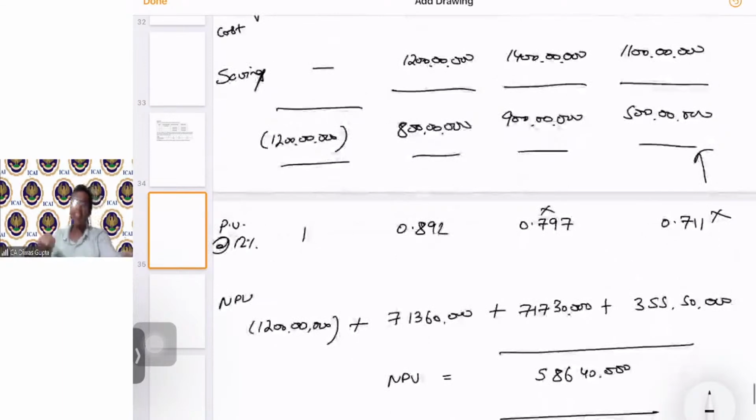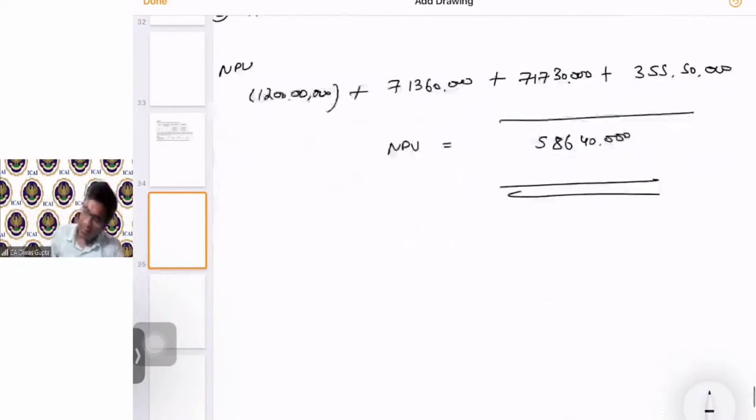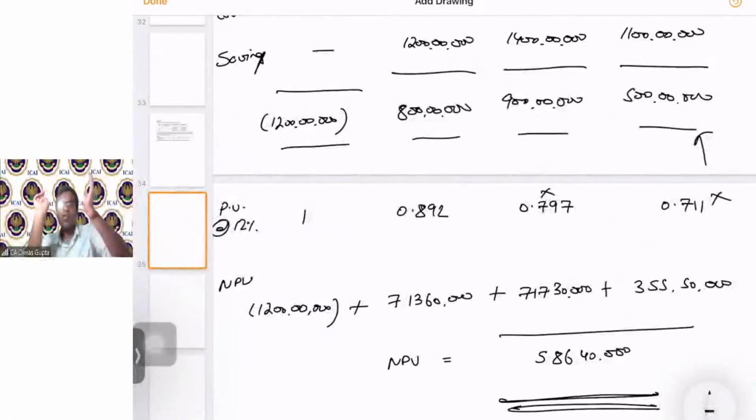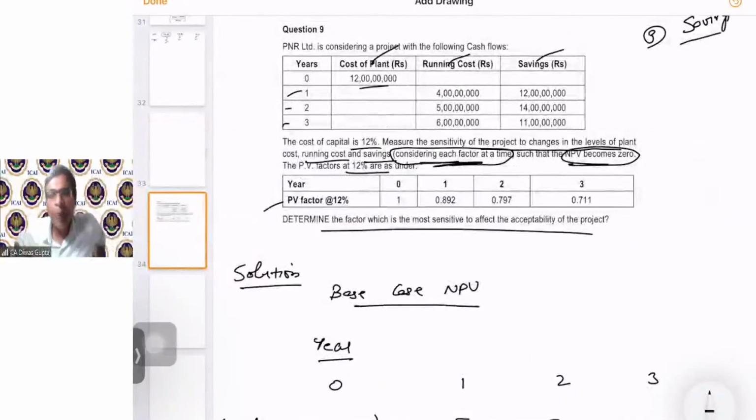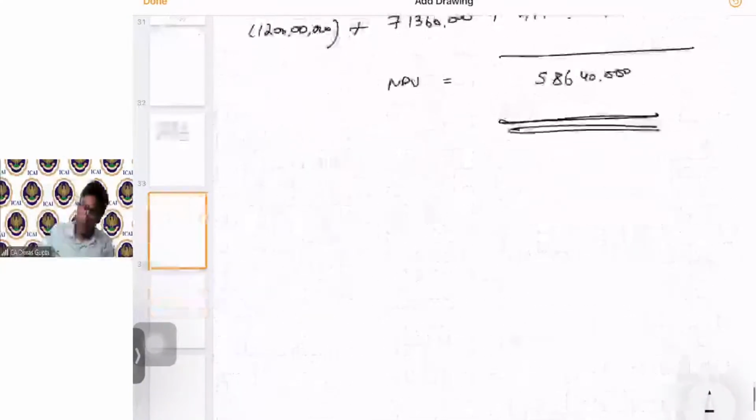I hope the base case NPV calculation is clear. So currently the NPV is positive by 5 crore 86 lakh 40,000. Okay, students, this is clear. This is a simple calculation. We have just taken the cash inflows and cash outflows, multiplied with the present value factor and arrived at the NPV. Now the question says that you have to change your inputs in such a way that your NPV becomes 0, and take one factor at a time.